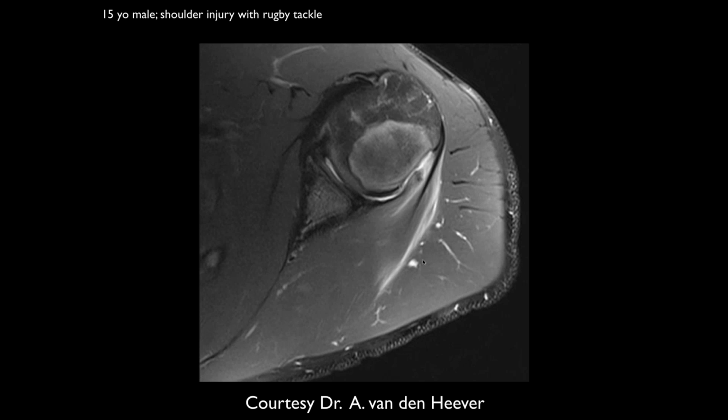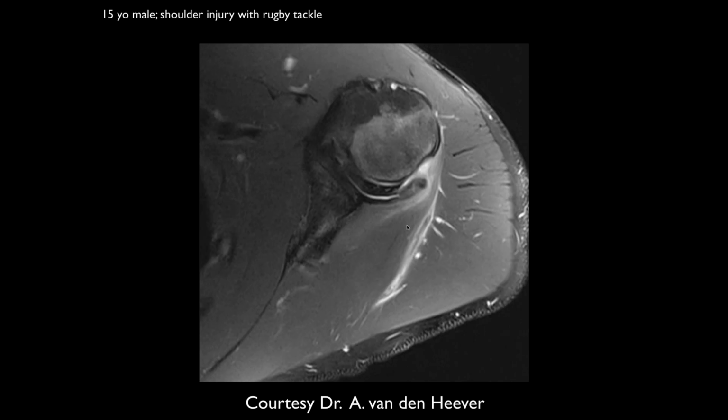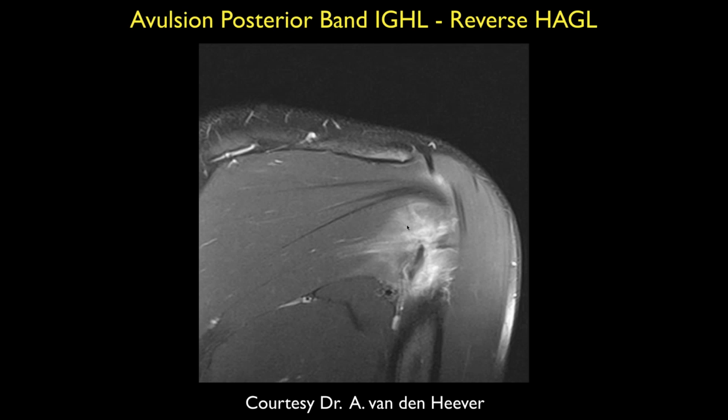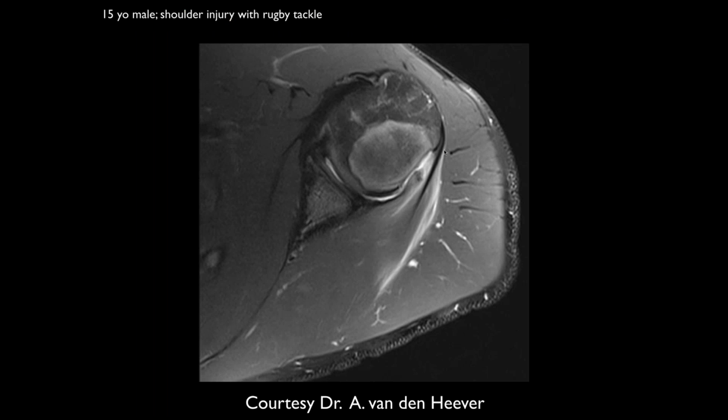As we go down, I'm concerned about partial tear of the infraspinatus, articular surface. Yeah, it's torn and it's retracted. Yeah, so this is an avulsion of the posterior band of the inferior glenohumeral ligament, or reverse Hegel. So here, this is the infraspinatus or the teres minor, probably teres minor at this location.